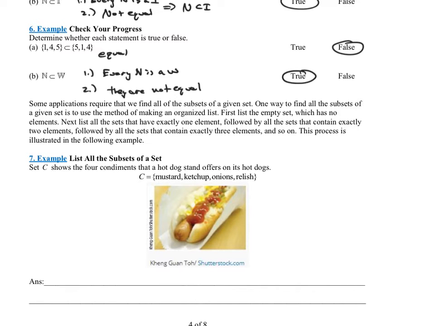So how many subsets are there? Can we figure them out? And that's what the next problems are going to get to. First, we're going to list the subsets. Second, we're going to learn how to count them. So let's look at this right now.